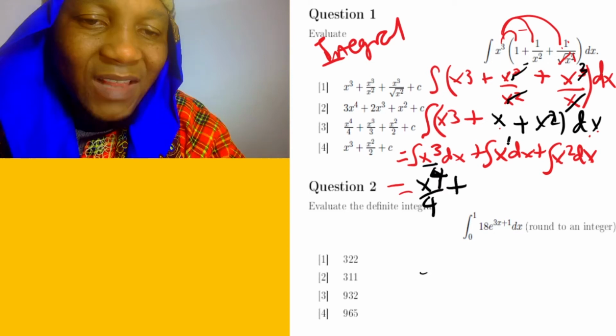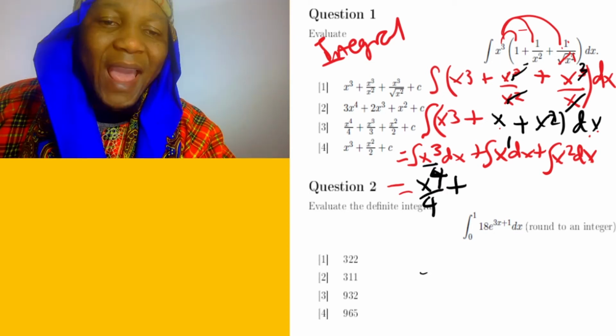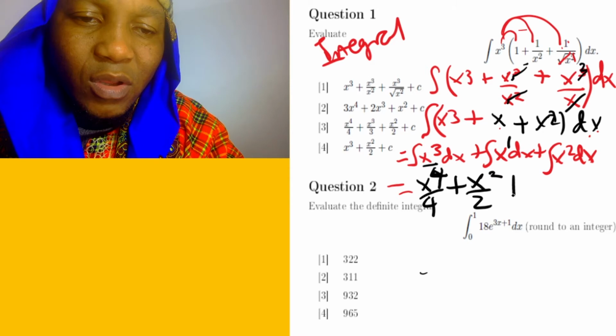Now this is like power 1. If somebody says x, it means x to the power 1. So apply the power rule of integration. This is x to the power 1 plus 1, which is 2, over 2, plus this is x squared, right? So plus 1 is going to be x cubed over 3.